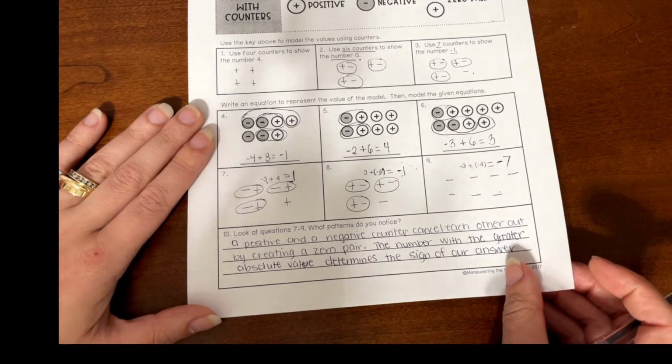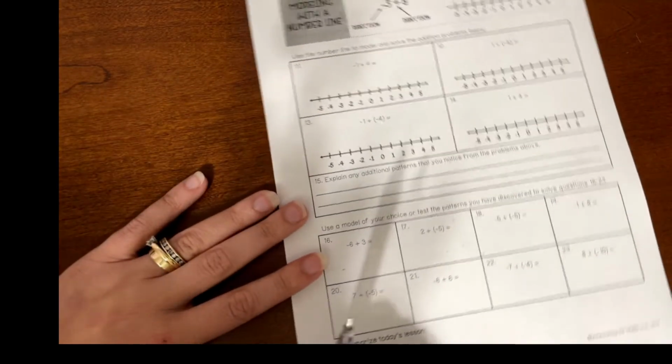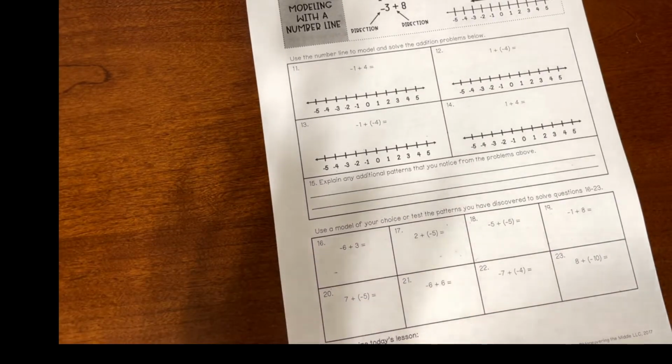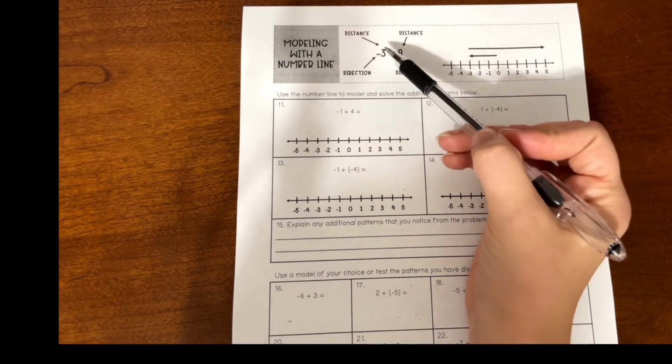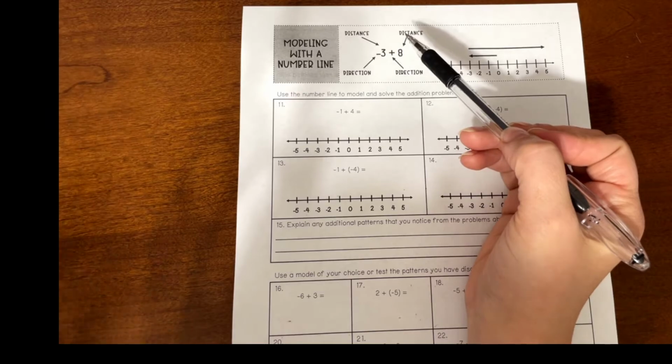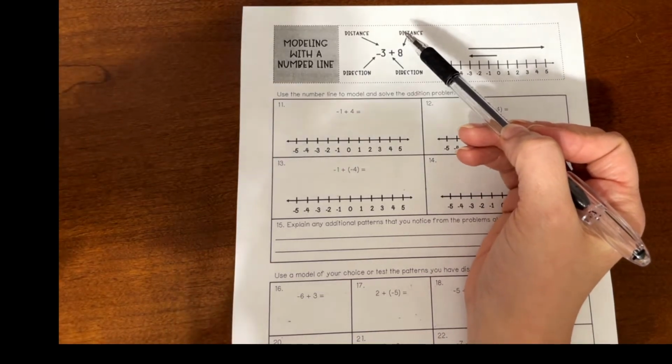Let's turn over to the back and look at number lines now. So another way that we can model integers is by using a number line. And if you look here at this example, it says modeling with a number line, and they give us an equation. They show us that -3 plus 8 equals something, and that's what we're going to be figuring out. So it's kind of a diagram to help you understand what equations with integers look like.